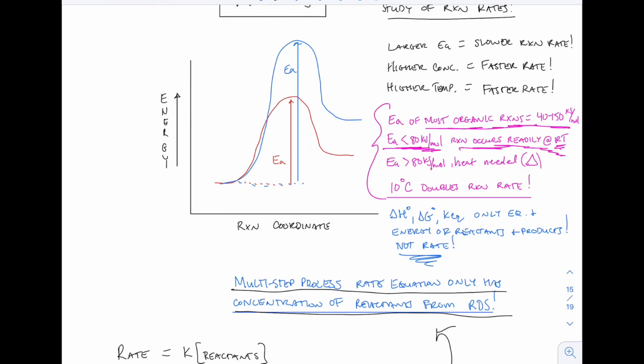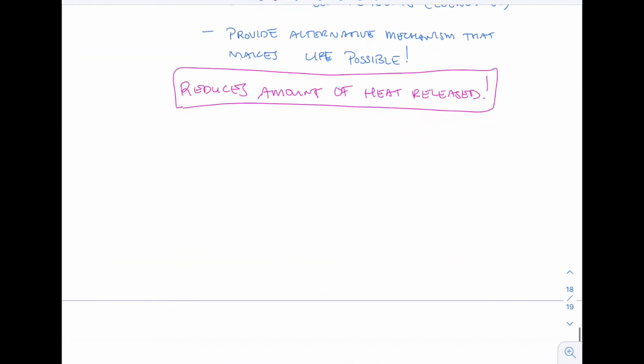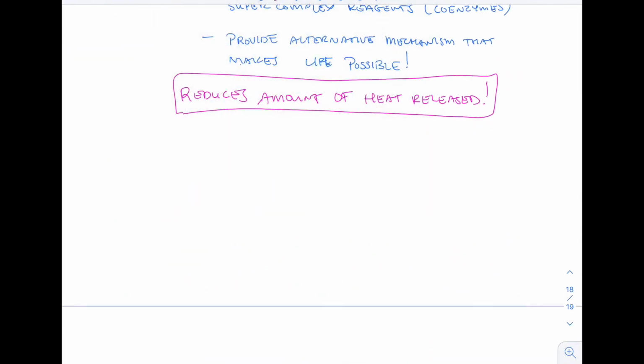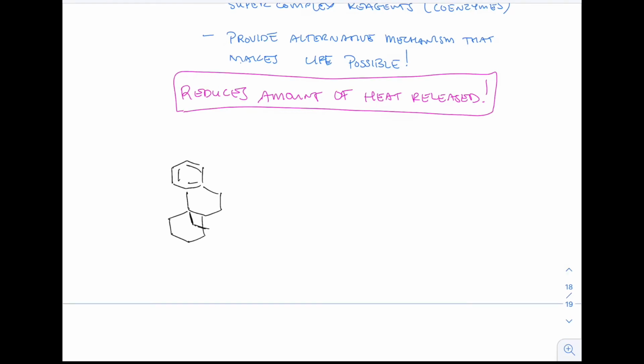Most of them are above 80 kilojoules per mole, which means that they will not occur at room temperature and they will require heat, okay? And so we just want to make sure that our bodies aren't overheated, and that's why I'm saying that the biological enzymes provide alternative mechanisms that make life possible, because if we didn't have those enzymes, we would have to heat the reactions way too much, and we would be too hot and die.